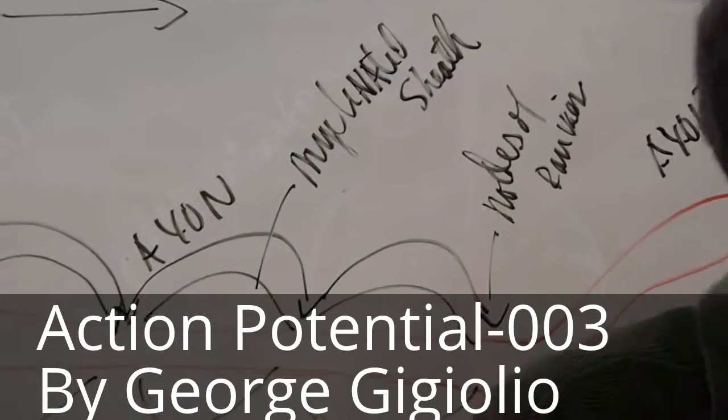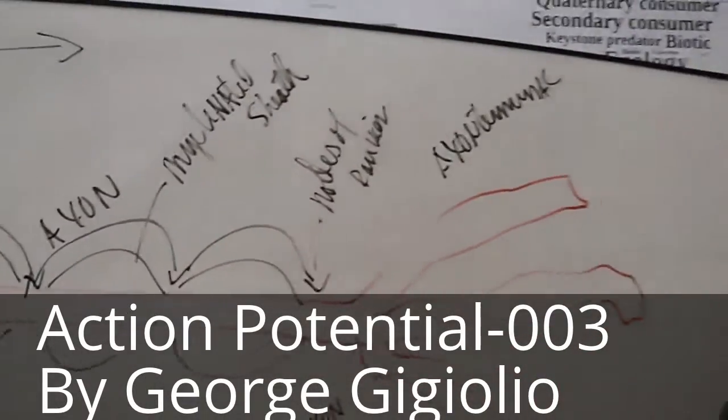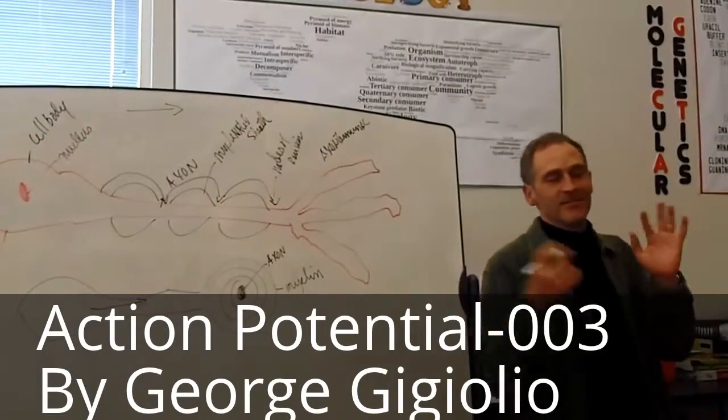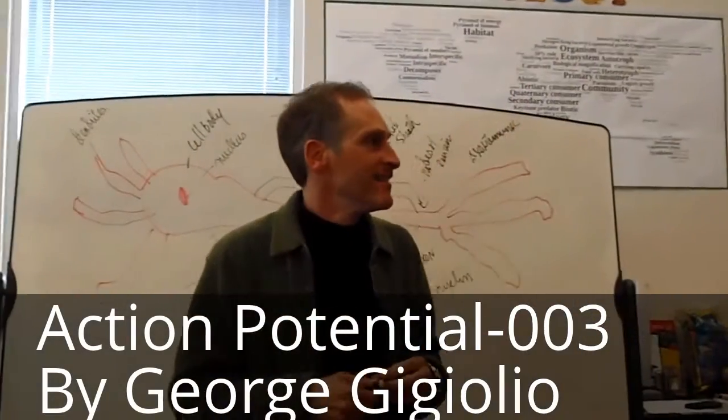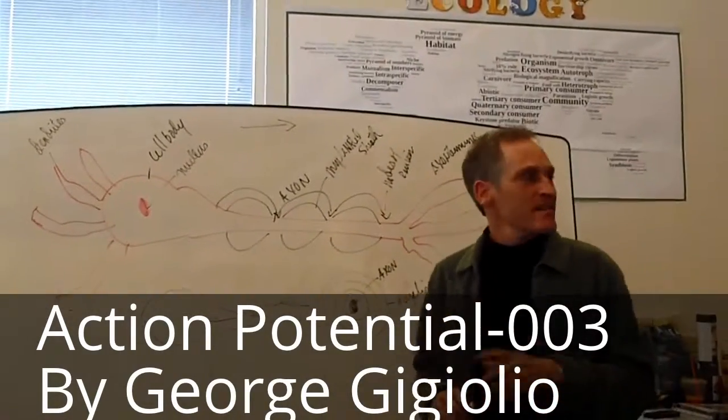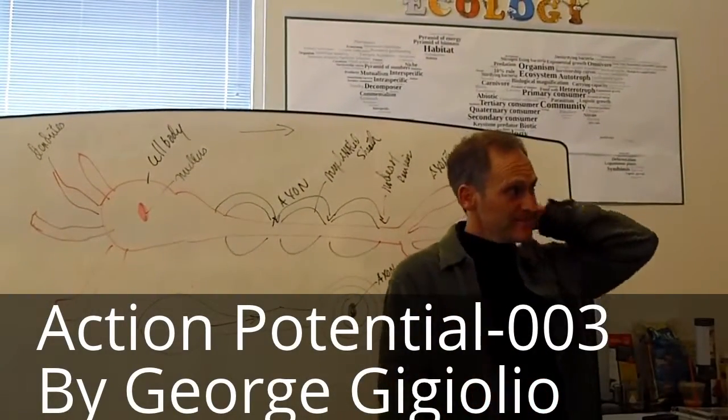Sure. Yeah, I'm sure. Who's that? That just doesn't sound good. No, it's the same guy. Nodes of what? Ranvier. Oh, you're just saying it wrong. It's Ranvier. It is French. Yeah, I'm kidding.